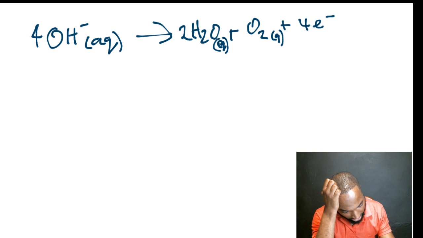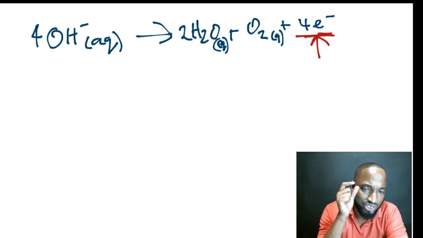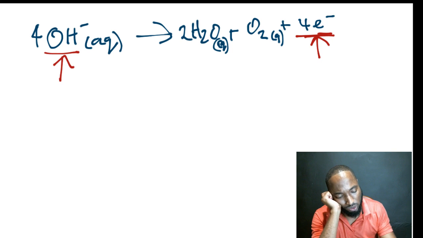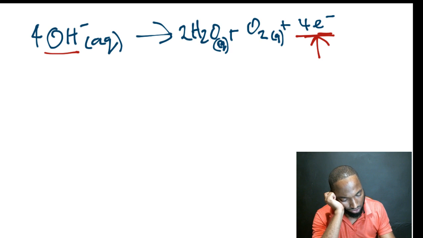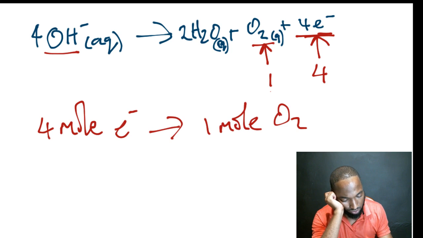The thing we need to watch really is here, because the coulombs talk about the electricity. So we're not watching moles here, we're watching the electrons. So this is in balance. 1, 2, 3, 4, 1, 2, 8, balance. Right, so this is 4 moles of electrons giving you 1 mole of O2.